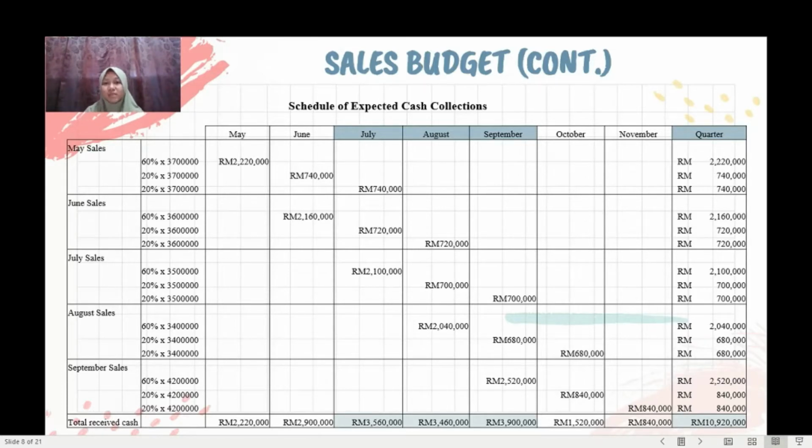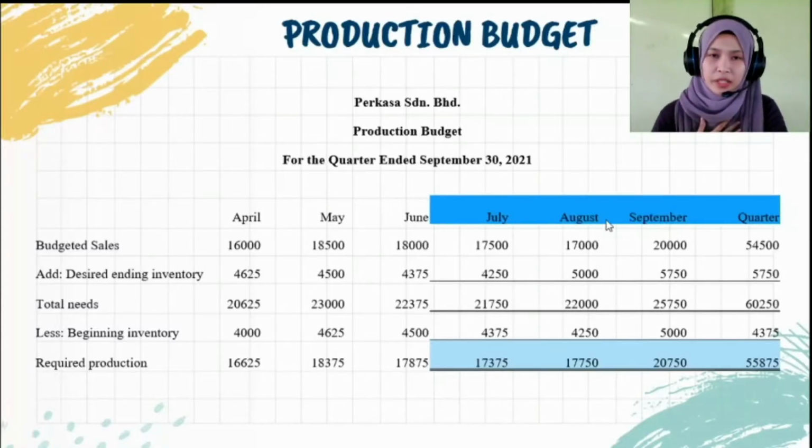We compute the schedule of expected cash collection for each month, which begins from May up until September, but also includes November because there are 3 months ahead that they have to collect, and we have to compute October and November also. So we calculate the account receivable based on the given information, which is 60%, 20%, and 20% for each month ahead. And the total cash that we receive for the quarter, which is July, August, and September, is 10,920,000.